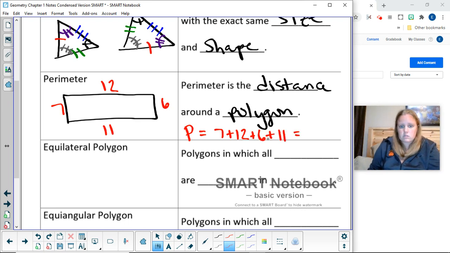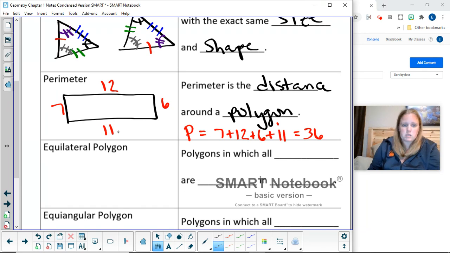All right, let's do some math. 6 and 7 make 13. 14, 15, 16. Carry the 1. 1, 2, 3. I got 36. I hope my math is right. If it's not, please correct me. But this would be the perimeter around the figure.